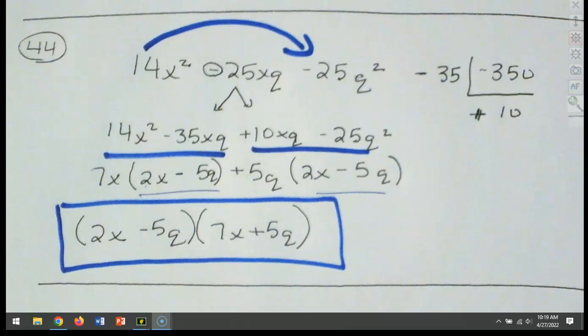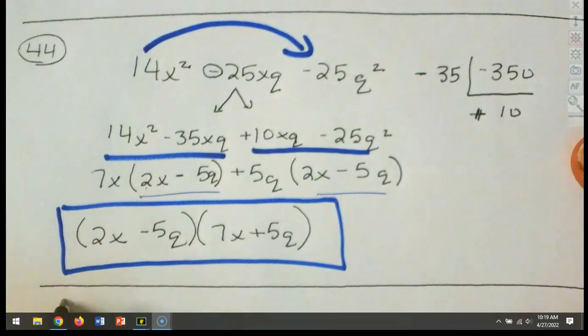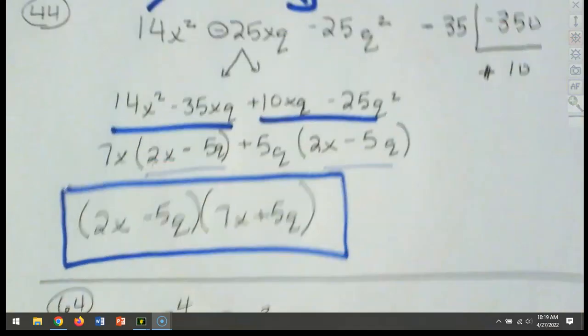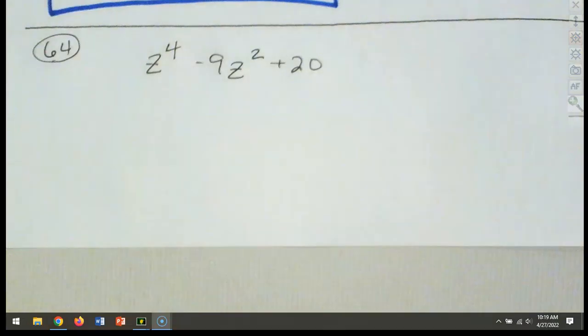So we're going to look here at question, which one did I say? I think I said 64. Okay, so question 64. We've got z to the 4th power minus 9z squared plus 20. Does anything come out? Nope. Do we have anything in common? Nope. What are we going to do?